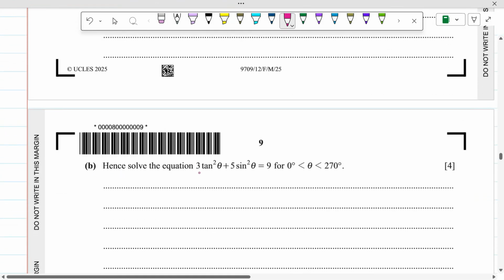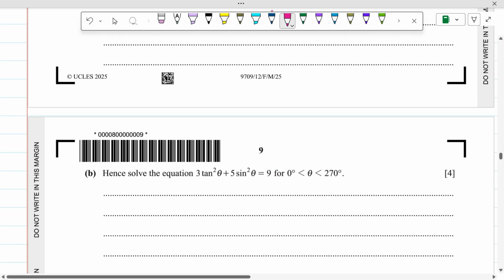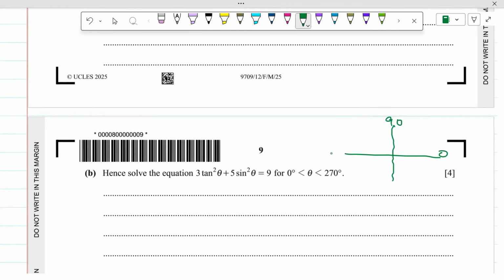Part B: hence solve the equation 3 tangent square theta plus 5 sine square theta is equal to 9 for the value of theta less than 270 and greater than 0. So we know that this one is 0, this one is 90, this one is 180 and this one is 270.